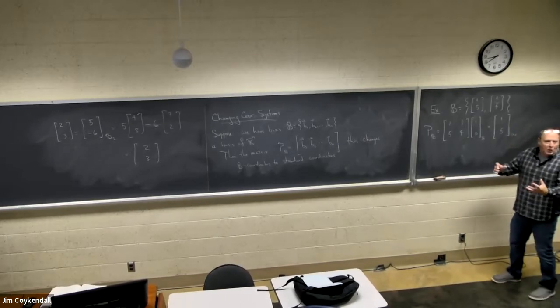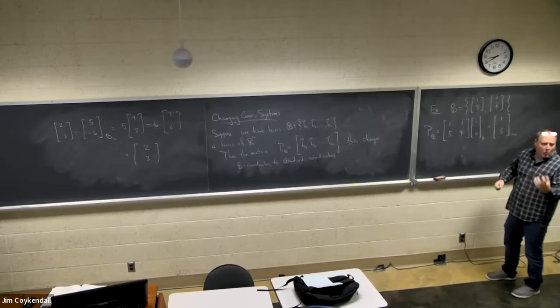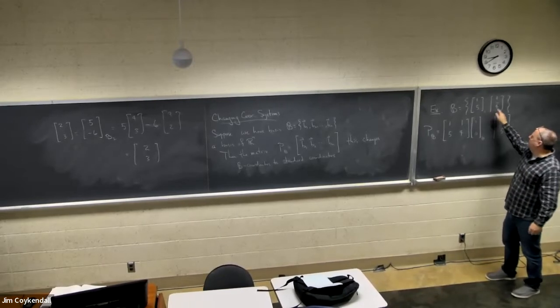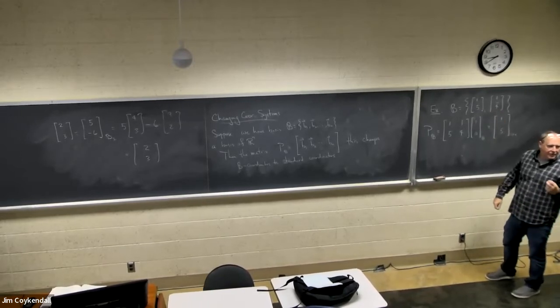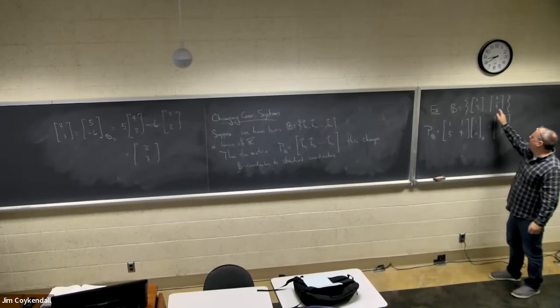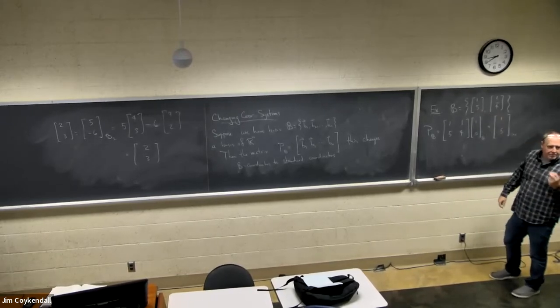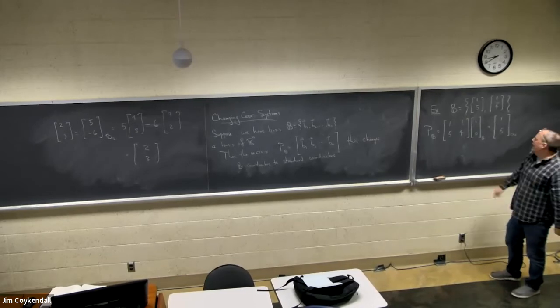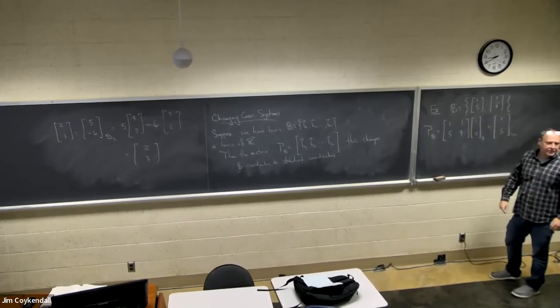So if I'm talking about the basis B, if I say 1, 0, I mean this and 0 of this. If I say 0, 1, I mean 0 of that and 1 of that. If I say in B coordinates 2, 3, I mean 2 times this plus 3 times this.